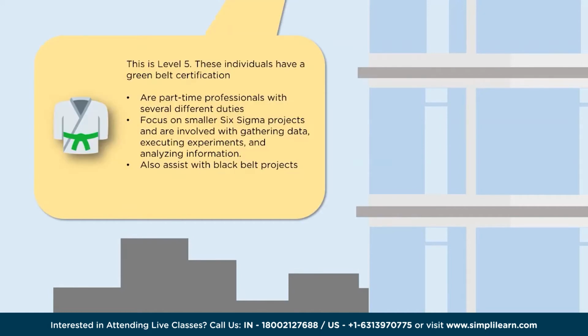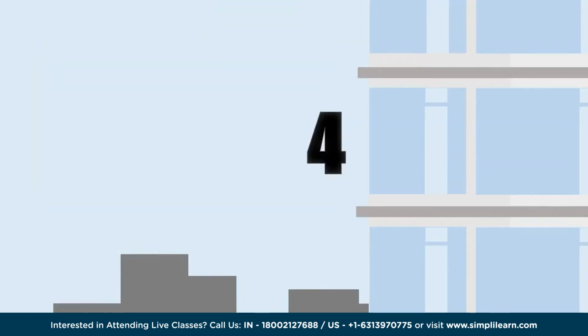Now, level 5. These are people who have a green belt certification. These individuals are usually part-time professionals who have a number of different duties to fulfill. They focus on smaller Six Sigma projects. They're usually involved with gathering data, performing some sort of experiment, and analyzing information. They also assist with black belt projects. And now we're at level 4.